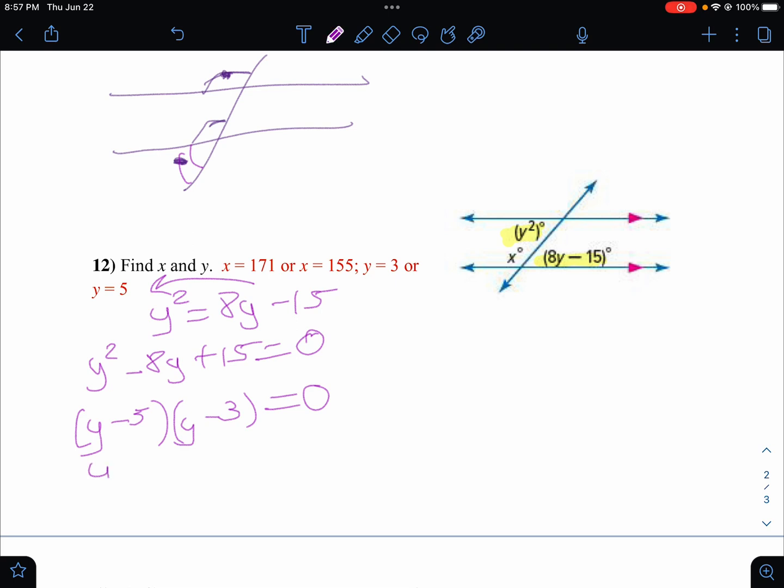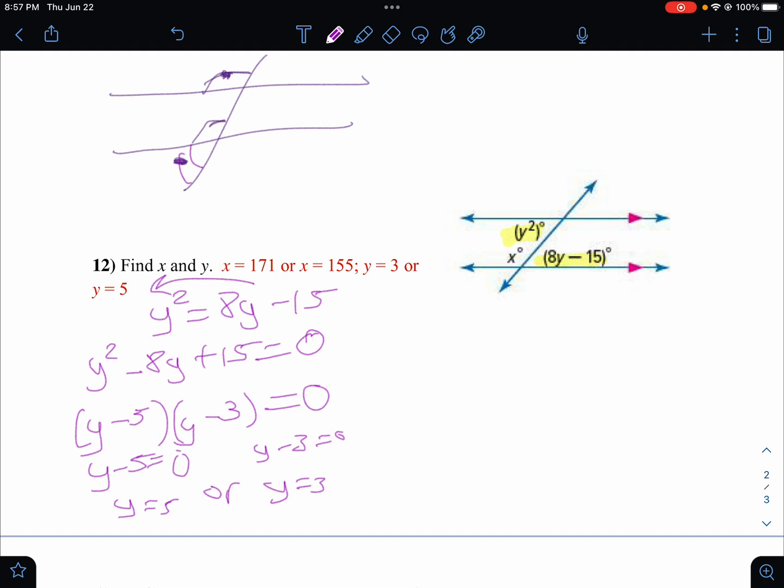So now we're going to say, oh, y minus 5 equals 0, which means y would be 5. Or if y minus 3 equals 0, y would be 3. So I got two answers for y. Now I'm going to go back and find x. What I'm going to do first to find x is find the measure of one of these angles. I don't care which one you use.